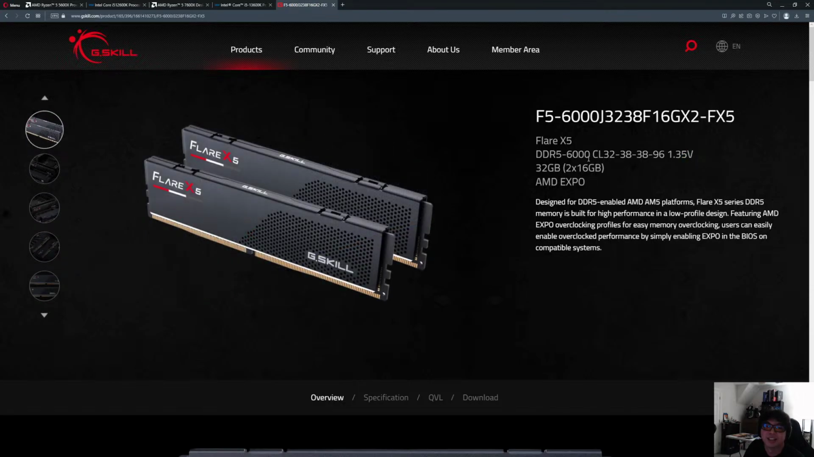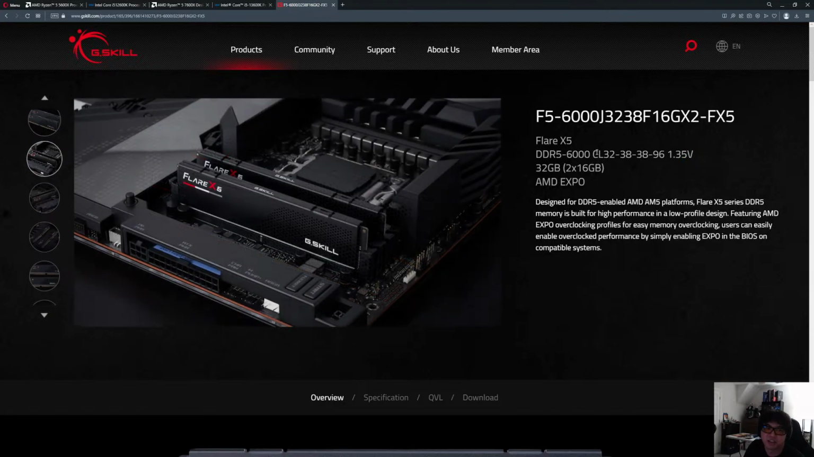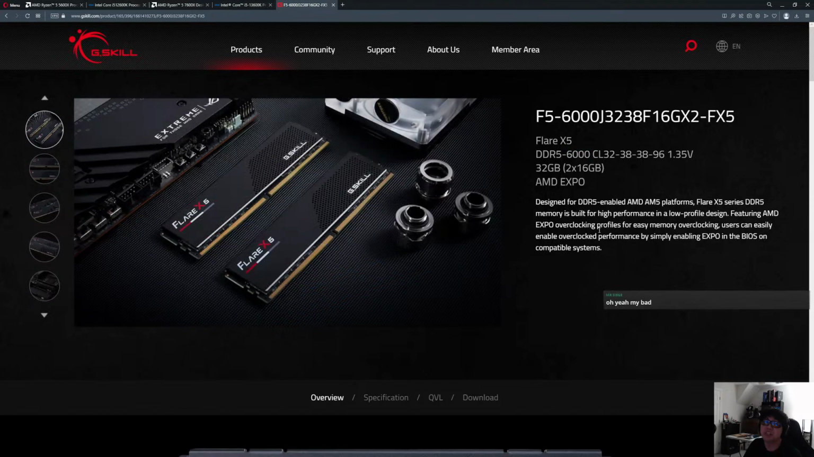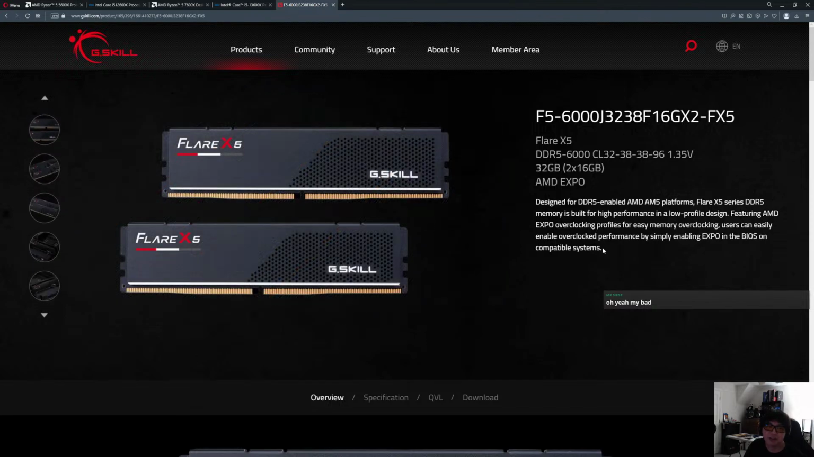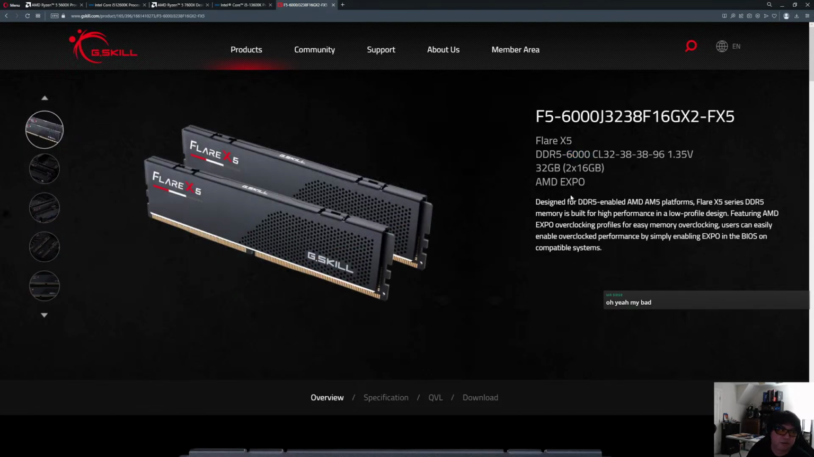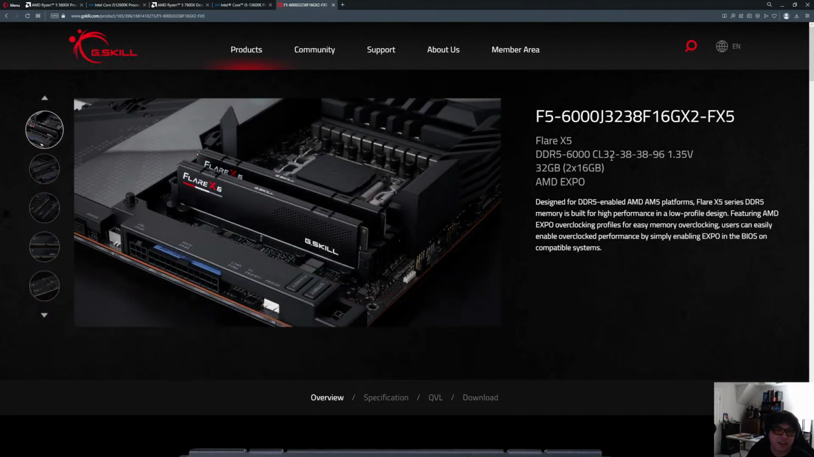This is SK Hynix memory. I can already tell: the first number is 32, the second number is 38. No doubt in my mind, this is Hynix memory. Hynix memory is pretty common at 6,000 and above, but that doesn't mean you can't find Samsung memory at 6,000 megahertz. The memory kit that I have is Samsung, and it is 6,000 megahertz. This is probably Hynix M die, for those wondering.